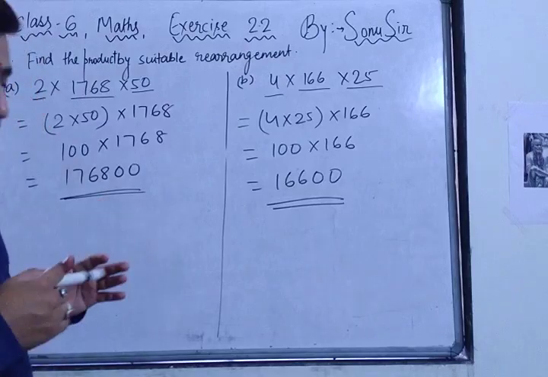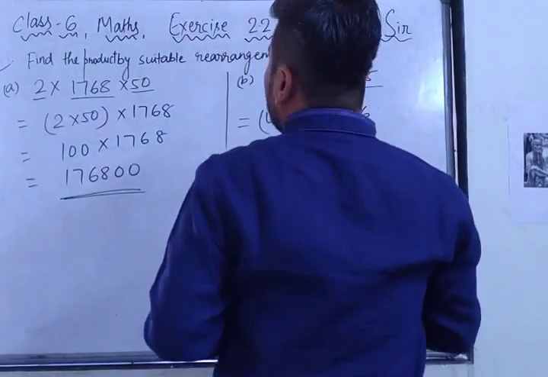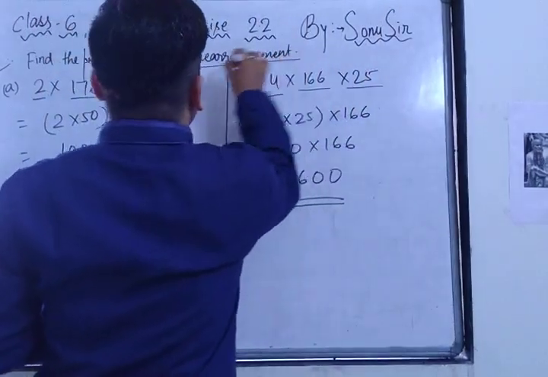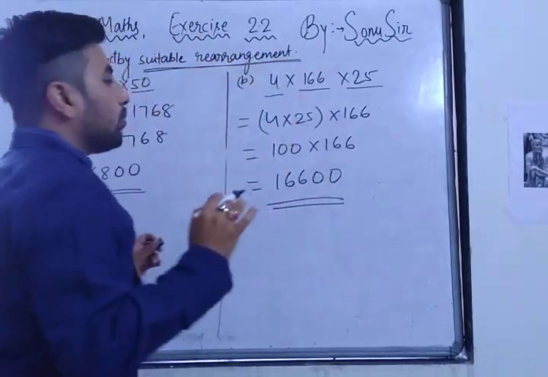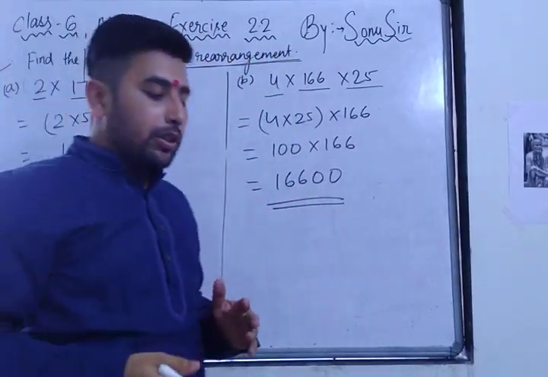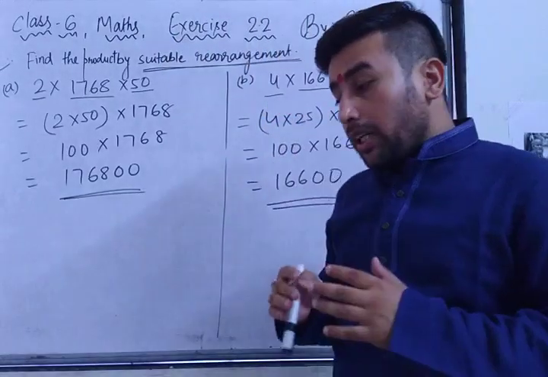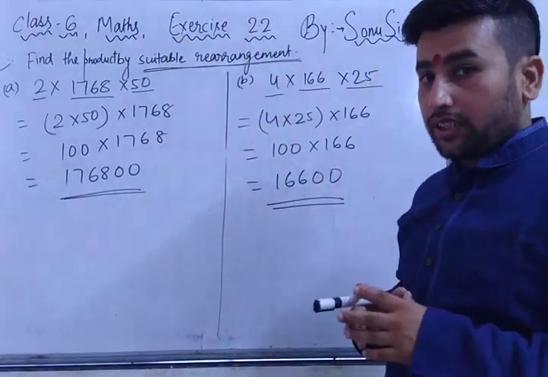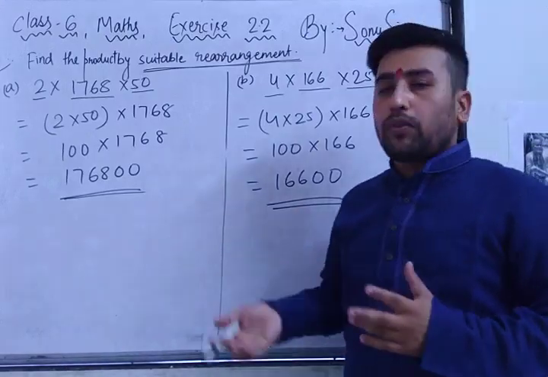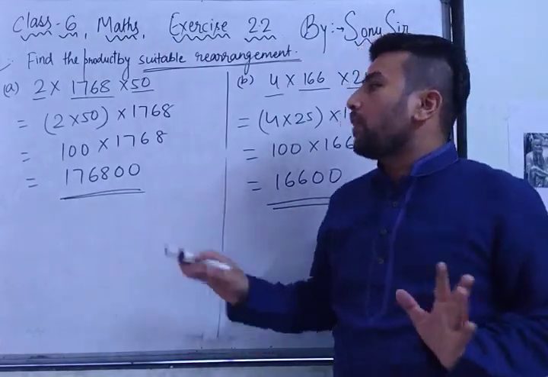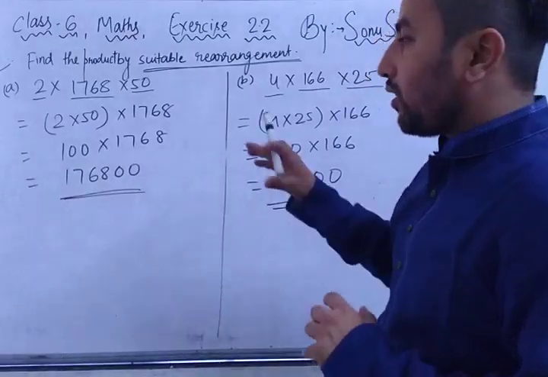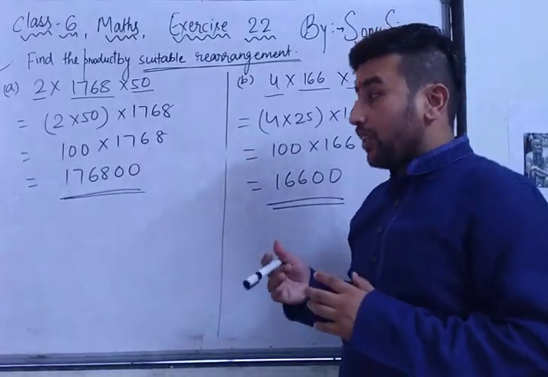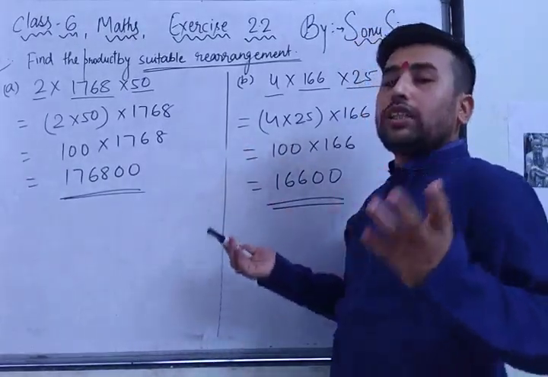I hope all of you are understanding. The main thing in this question is suitable rearrangement. You should know the meaning of suitable rearrangement. Suitable rearrangement means you have to arrange numbers so that you get the answers easily, without doing difficult multiplication, because all the numbers are coming in round figure. So easily you can solve.